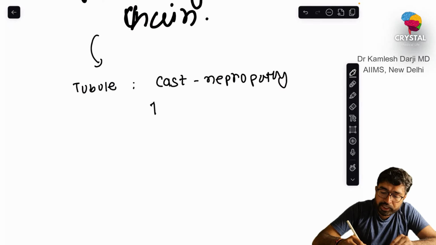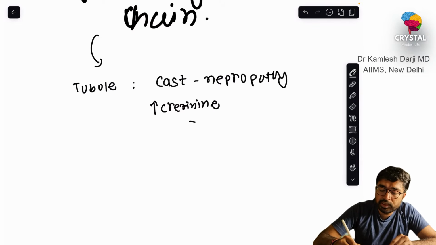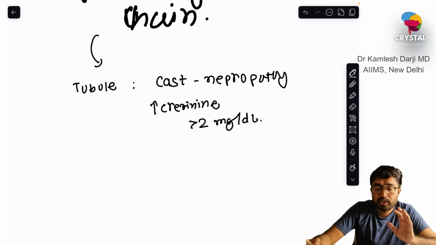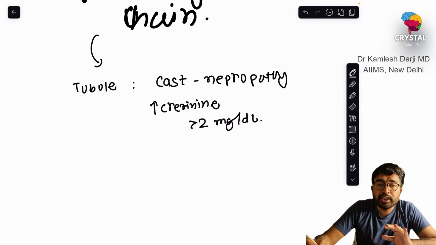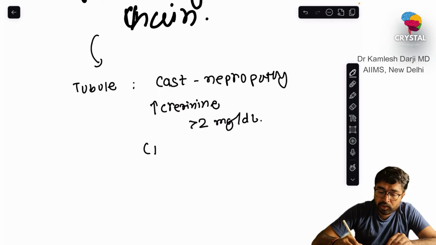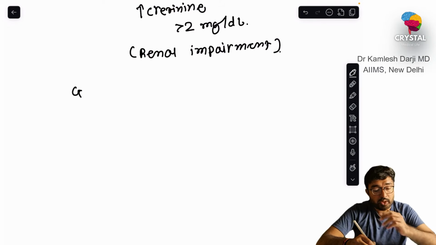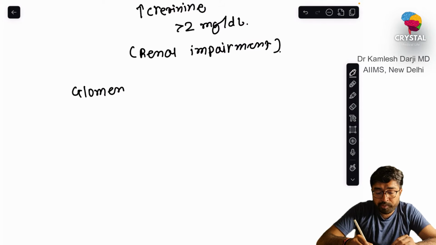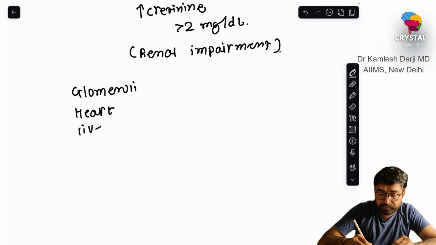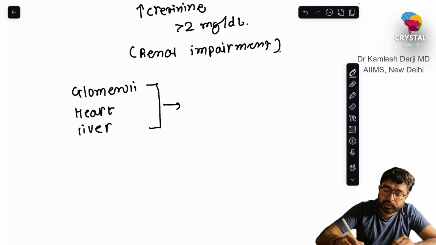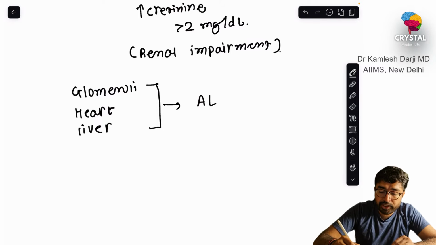So your creatinine value will be increased more than 2 milligram per deciliter. Okay, so this is causing the renal impairment. Patients now get stuck at the glomeruli or heart or liver, and this will cause amyloid light chain type amyloidosis, AL type amyloidosis.